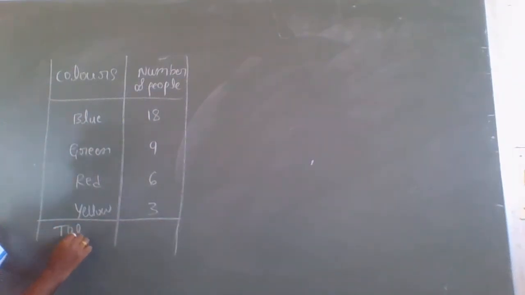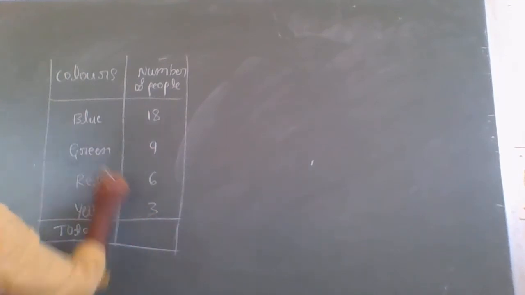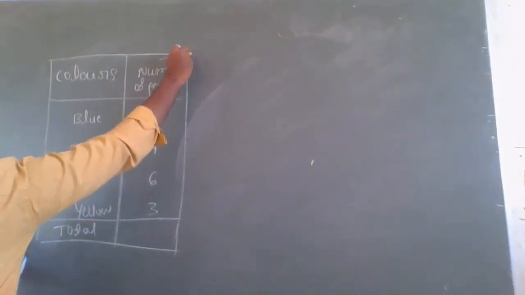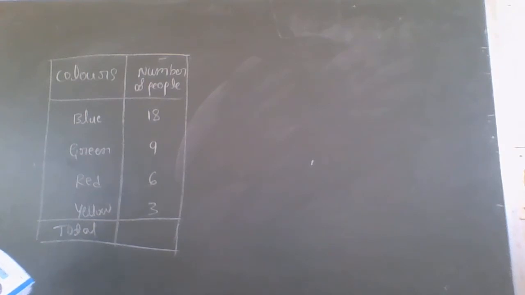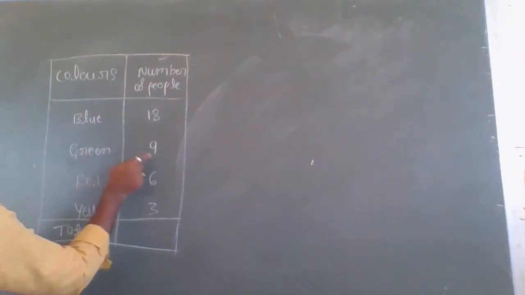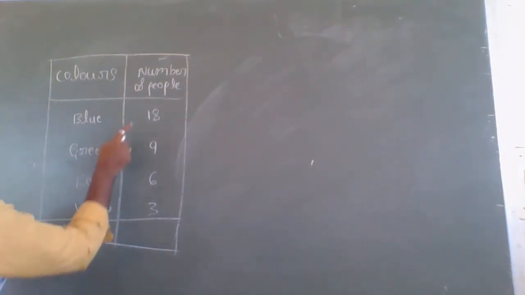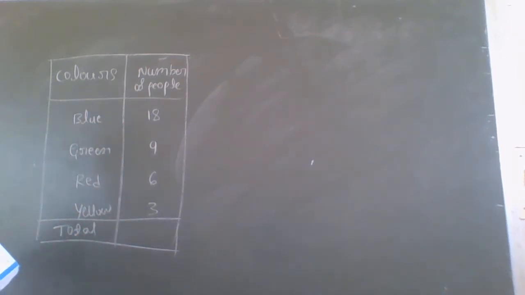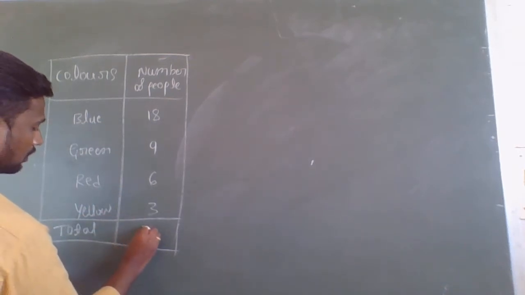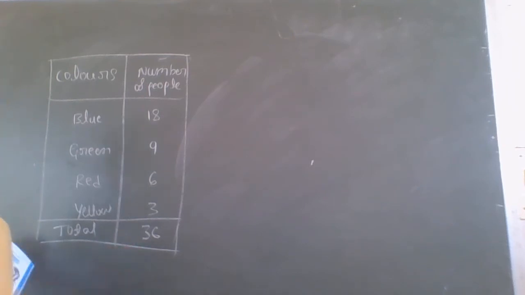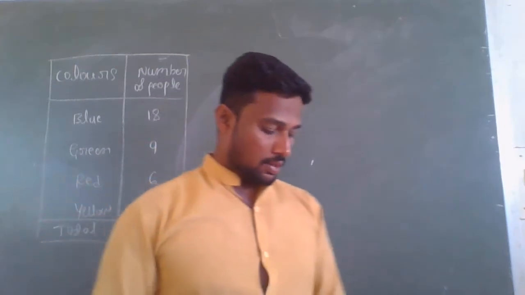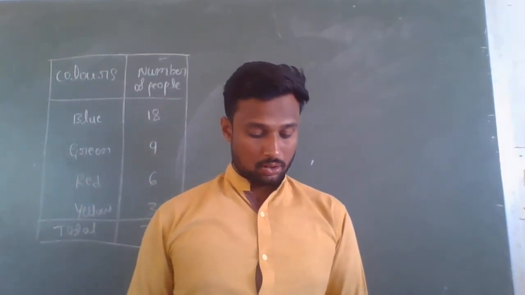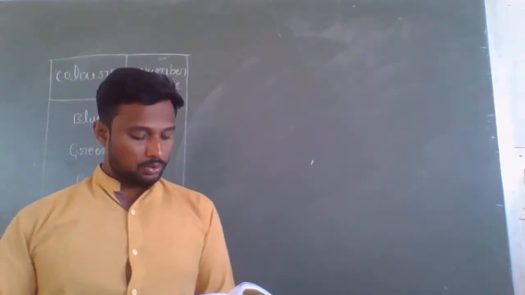So in total they have given blue 18, green 9, red 6, yellow 3. Means 18 plus 9 is 27, 27 plus 6 is 33, 33 plus 3 is 36. So the total is 36 people. And here in brackets they have given: find the proportion of each sector.